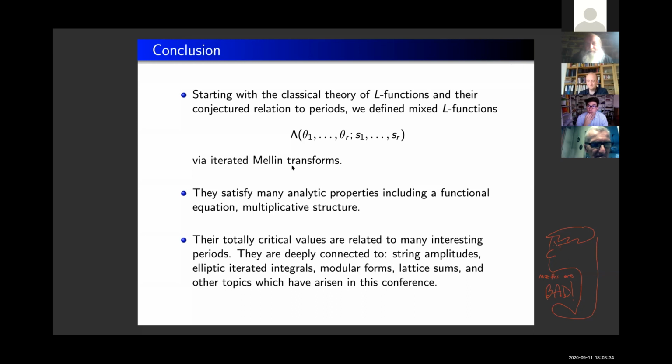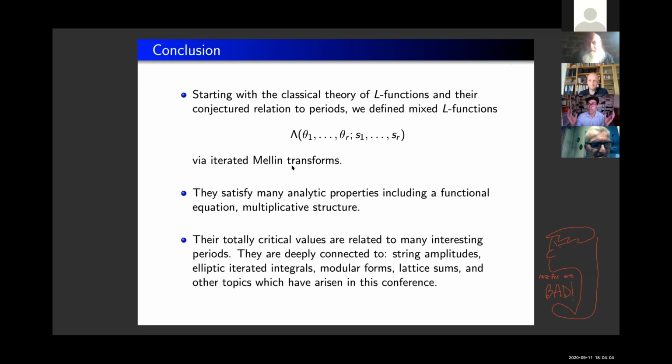But let me enhance your question and say, well, you could say to me very fairly, what happened to the non-critical L values in the case r equals 1? Because there's Beilinson's conjecture. I can't just throw it away. And it turns out that those non-critical values in all these cases show up as totally critical values of a double L function.